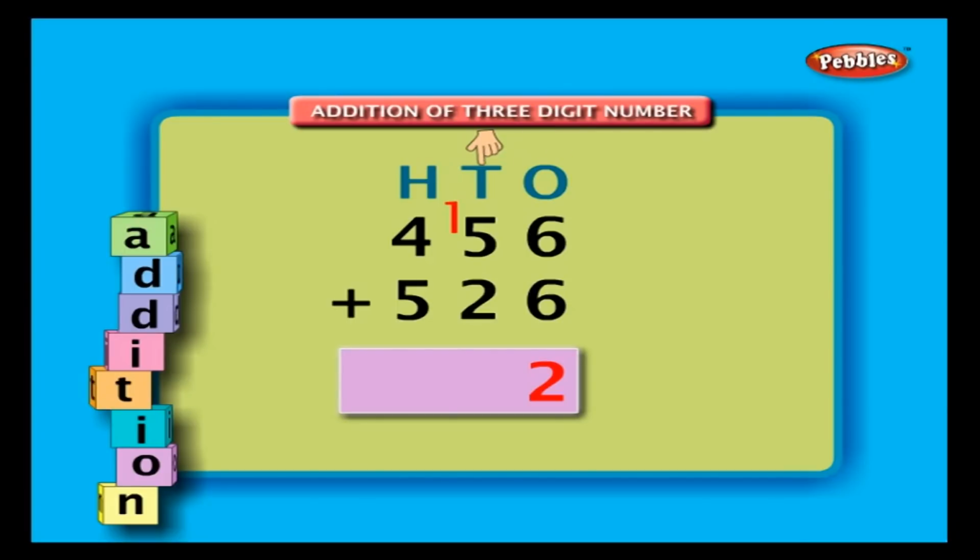Now add the tens column. 1 tens, which is the carry-over number, plus 5 tens plus 2 tens is equal to 8 tens. Write 8 below the tens column. Now add the hundreds column. 4 hundreds plus 5 hundreds is equal to 9 hundreds. Write 9 below the hundreds column. So adding 456 and 526, we get 982.